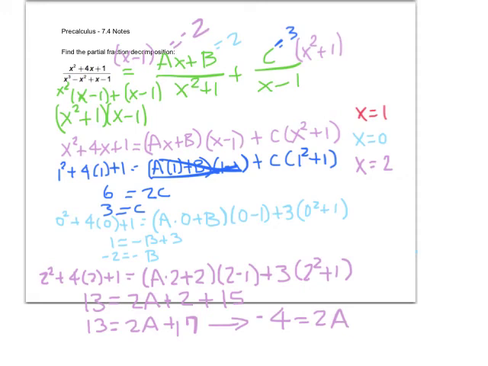That gives me an answer, and I'll write it in red, of negative 2x plus 2 over x squared plus 1 plus 3 over x minus 1.